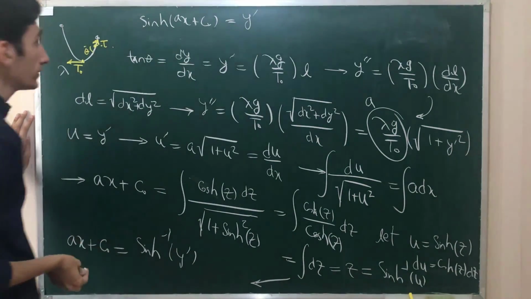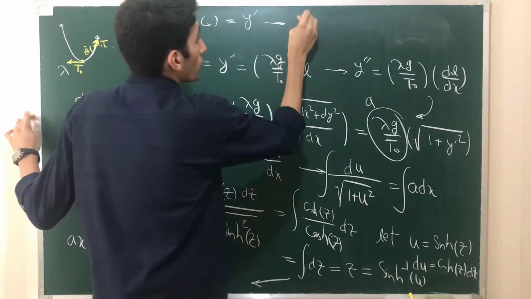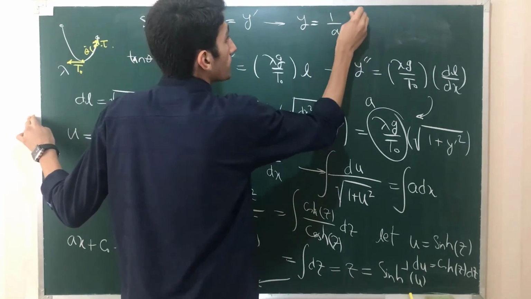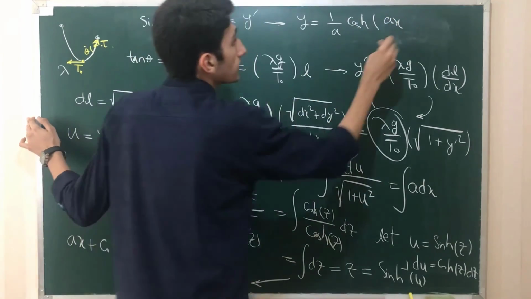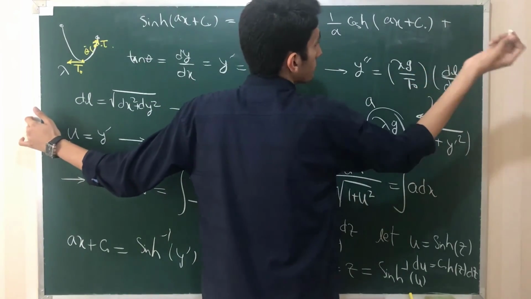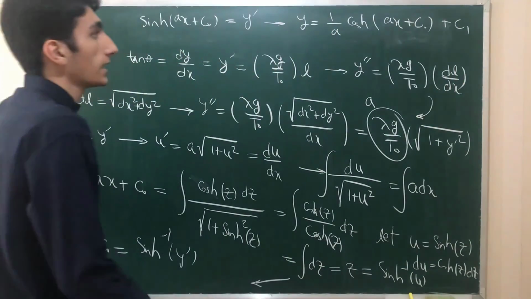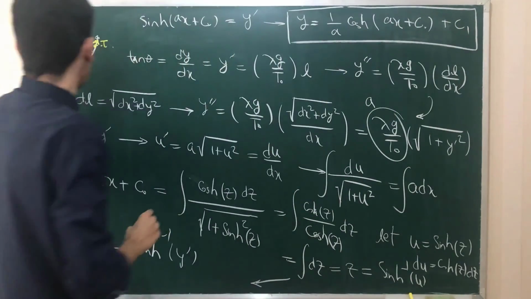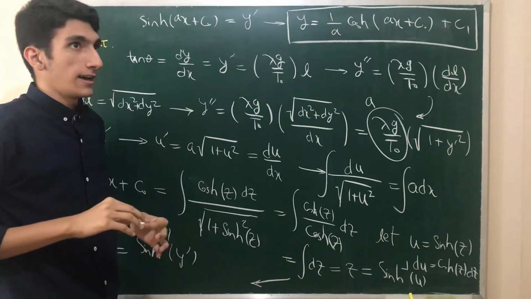If I take the antiderivative of both sides, what I would get is that y is equal to 1 over a times hyperbolic cosine of a times x plus c0, plus another integration constant. I would call it c1. And yeah, that's it. So the shape of the rope would be a hyperbolic cosine. I think it's really amazing.